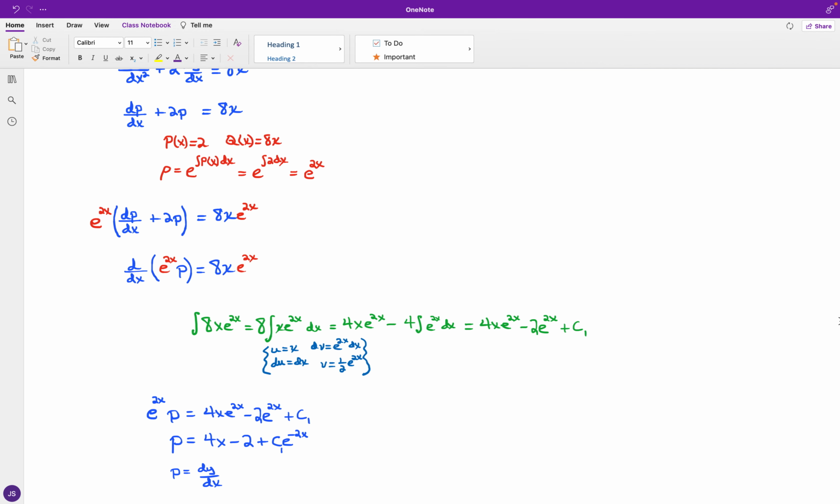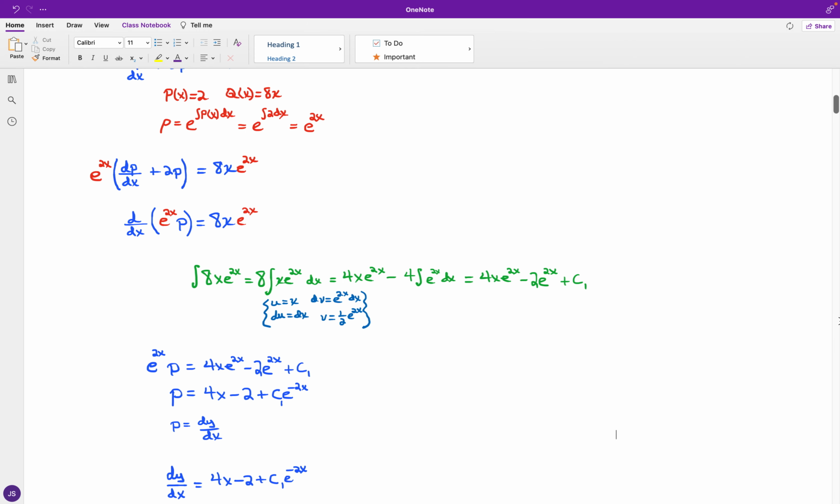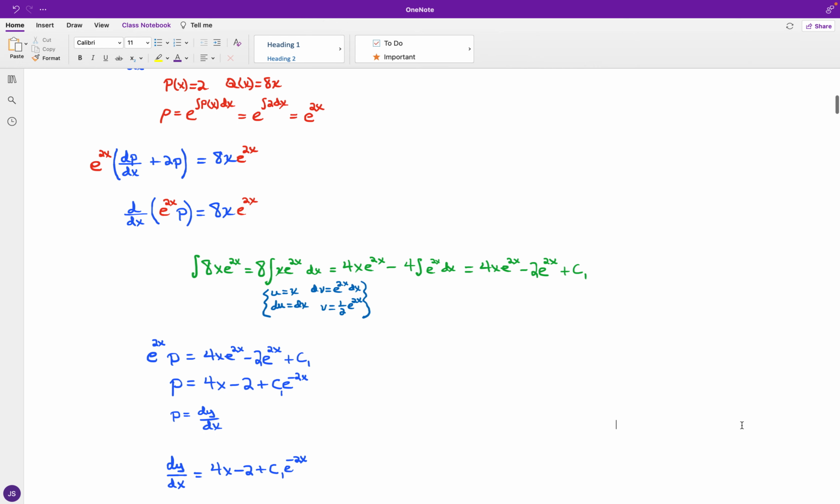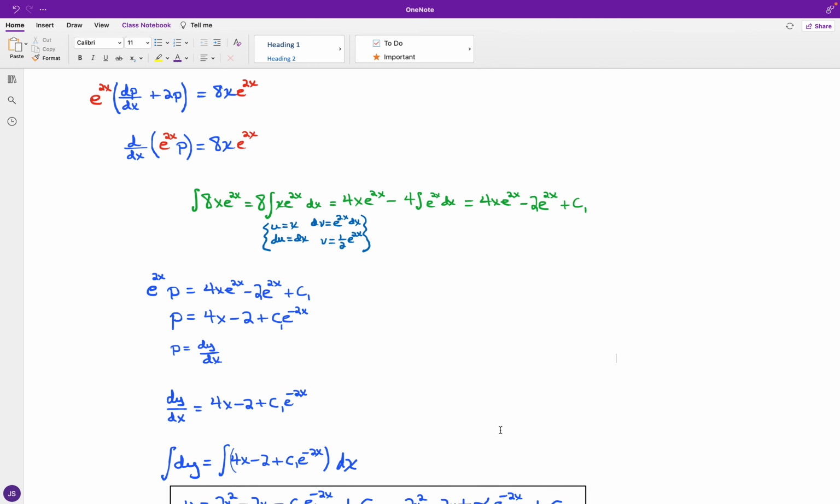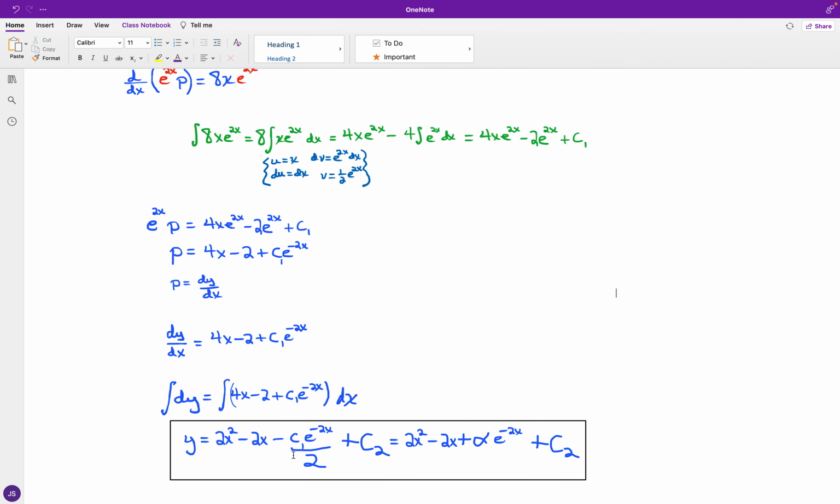For the expressions defining p, we can set equal to each other dy over dx, and 4x minus 2 plus c sub 1 e to the negative 2x. And if I separate the differentials and integrate, dy leads to y, the antiderivative of 4x minus 2 plus c sub 1 e to the negative 2x. We have 2x squared minus 2x minus 1/2 of c sub 1 e to the negative 2x, followed by the second constant. And again, c sub 1 over 2, or the negative thereof, you can write in terms of adding a constant. Constant over a constant is a constant.